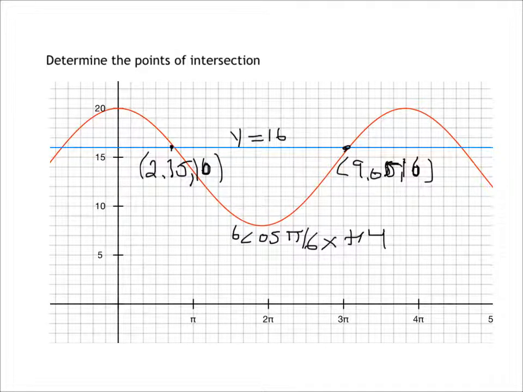And we do have a second option. We can take the graph of y equals 16, and we can take the graph of 6 cos(pi over 6 x) plus 14. And when we graph them on the same axis, we see that what we're looking for here is the intersection of the two. We want to see where this function is worth 16. And it happens at this point here, and at this point here. At this point we have an x value, no surprise, of 2.35 and a y value of 16. And here we have an x value of 9.65 and a y value of 16.